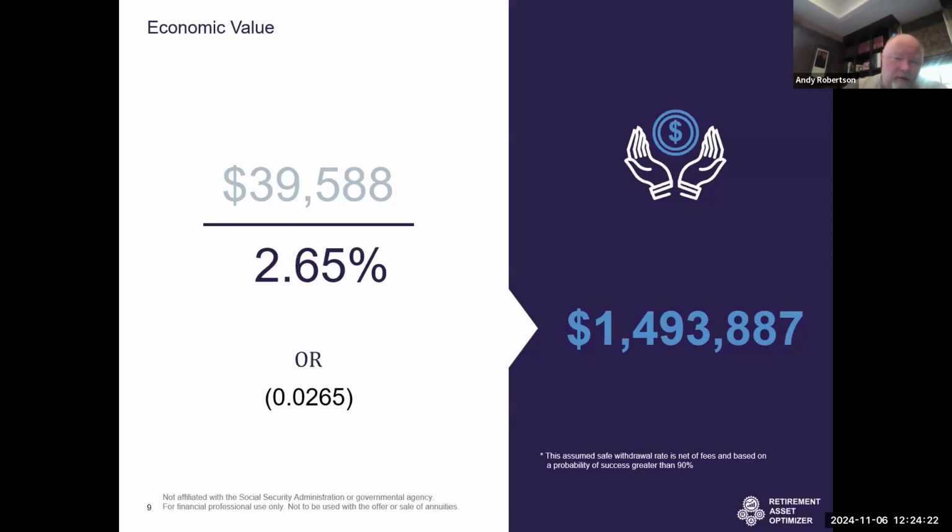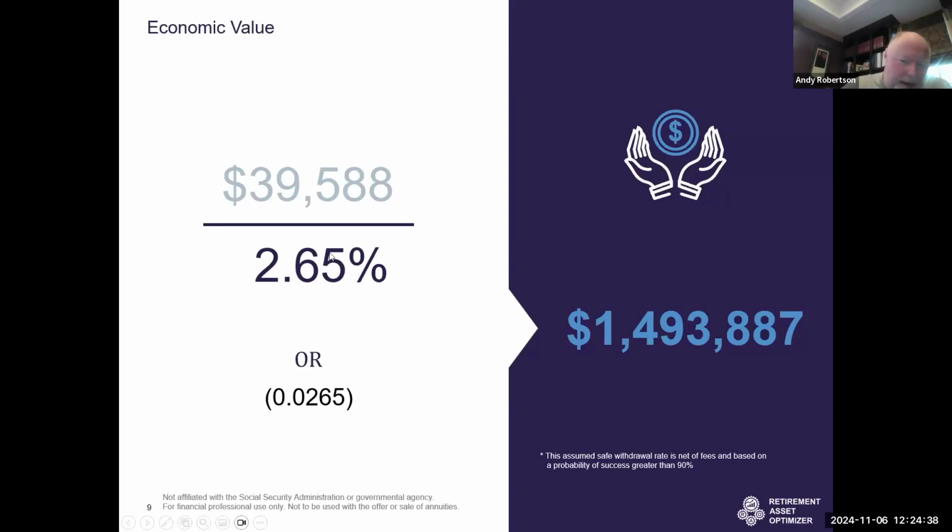So 4% goes down to 3.65% when we increase the probability of success from 80 to 95. And then we take 100 basis points off the top of that number to get to the net in your pocket initial safe withdrawal rate.